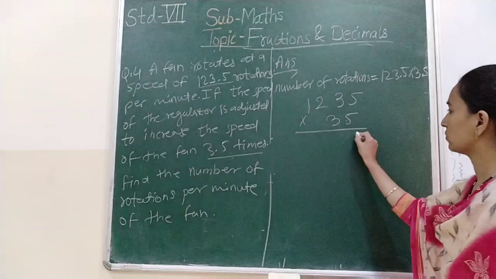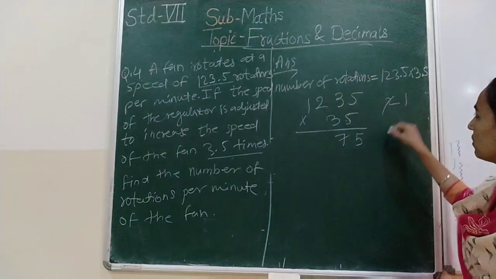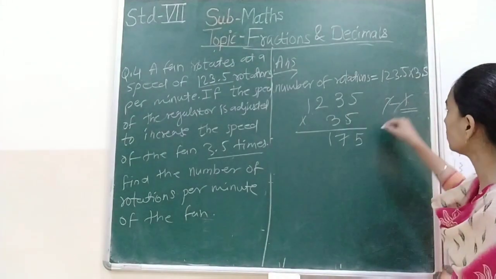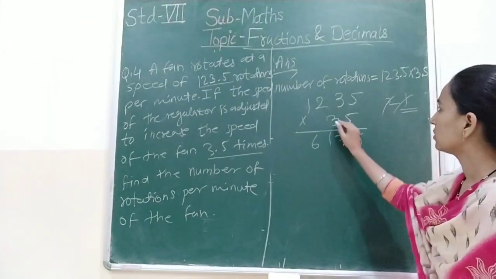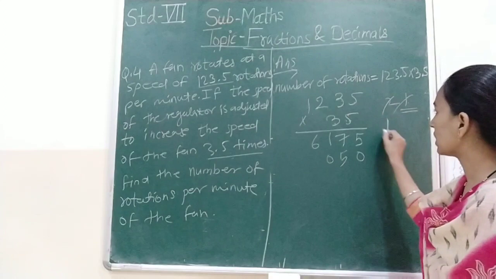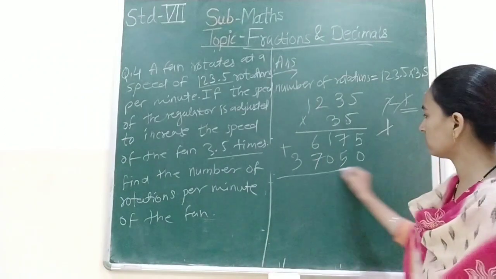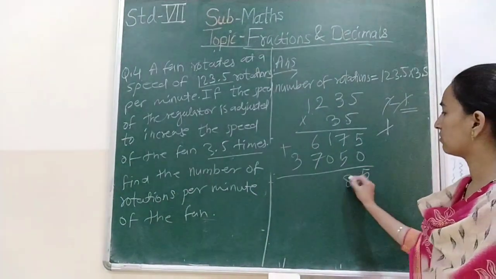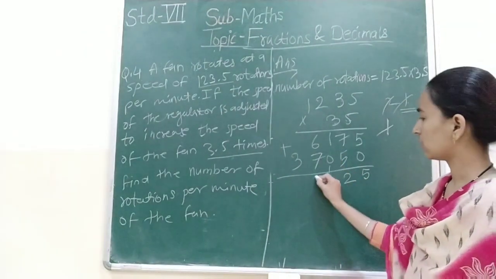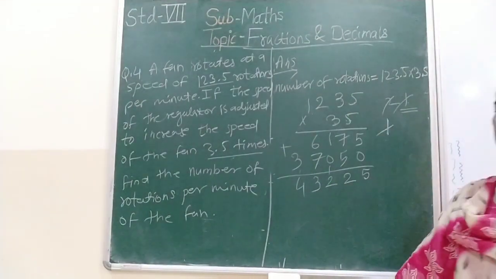5 5s are 25, 2 will be carry over. 5 3s are 15 plus 2, 17. Now the 1 will be carry over. 5 2s are 10 plus 1, 11. 1 is carry over. 5 1s are 5 plus 1, 6. So this is over, 0. 3 5s are 15, 1 will be carry over. 3 3s are 9 plus 1, 10. 1 is carry over. 3 2s are 6 plus 1, 7. 3 1s are 3. Now take the addition. 7 plus 5, 12. 1 will be carry over, 1 plus 1, 2. 13. Here is 4.